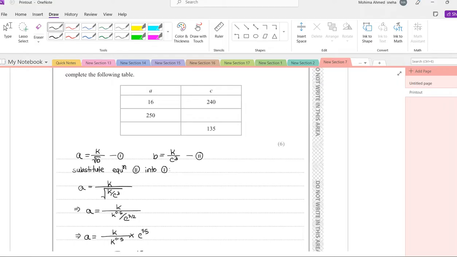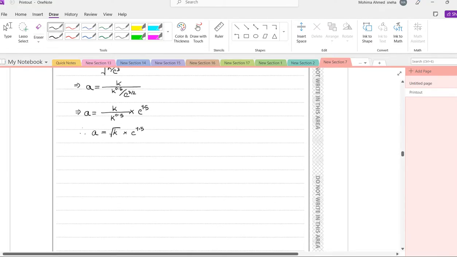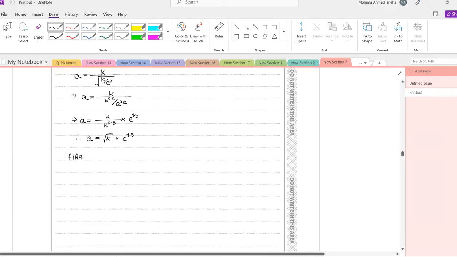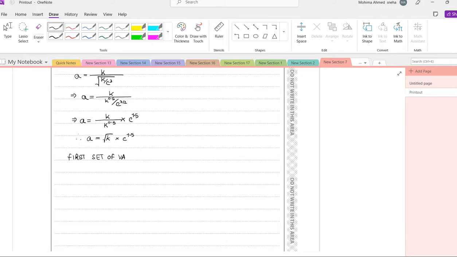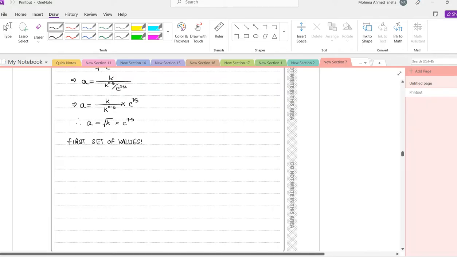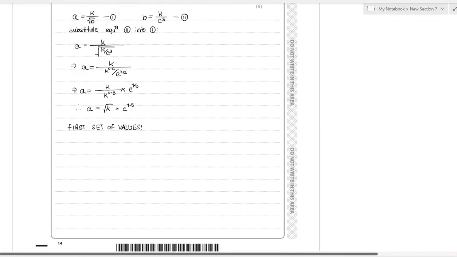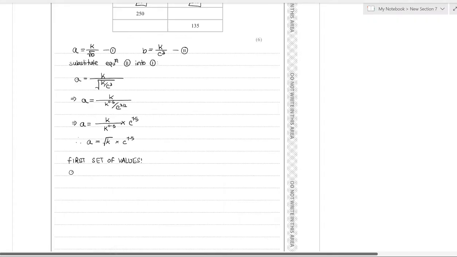So we are going to first use the first set of values, that is 16 and 240. So using the first set of values, let me write first set of values. The value for a was 16, the value for c was 240. So a equals root k into c power 1.5.